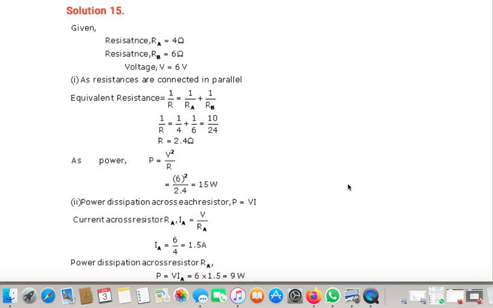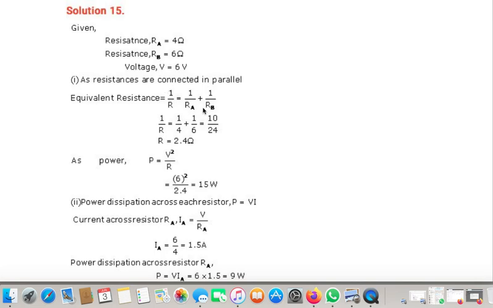See what it says. The resistor A is given as 4 ohm and B is 6 ohm. Voltage is given as 6 volt. Now the resistors, how are they connected, students? See the first, they are connected in parallel.